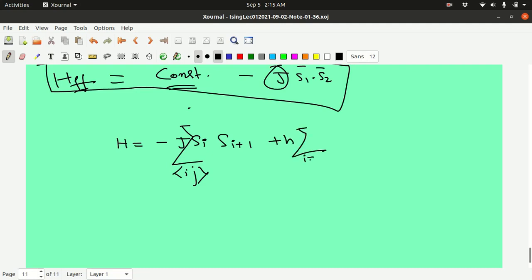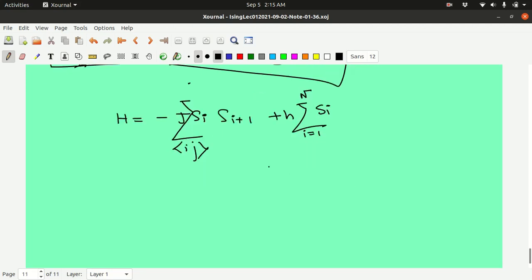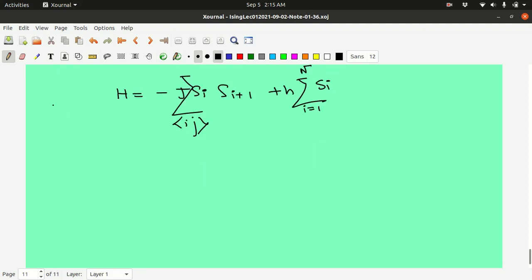And there can also be a term for the magnetic field, which goes from i equal to 1 to the total number of spins N, of S_i. This is an external magnetic field term. If you want, you can apply that, and one can also study the Ising model with the external magnetic field. And here this is in 1 dimension, 1D.